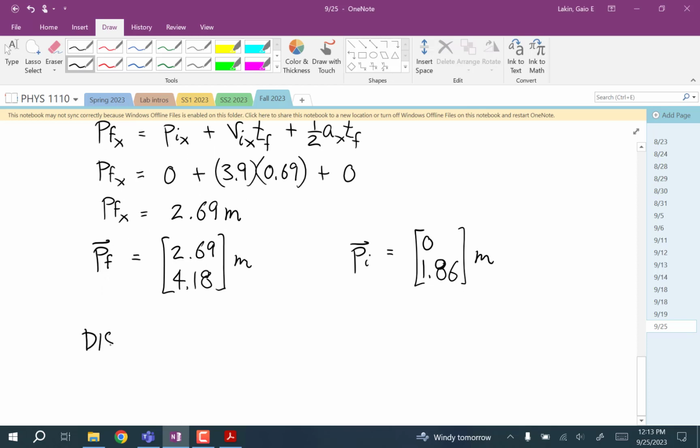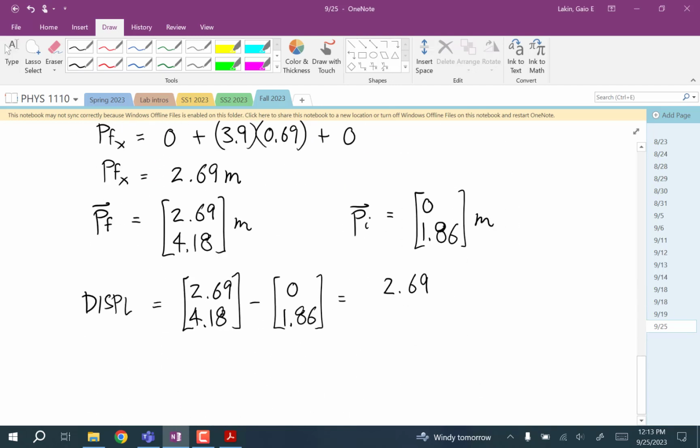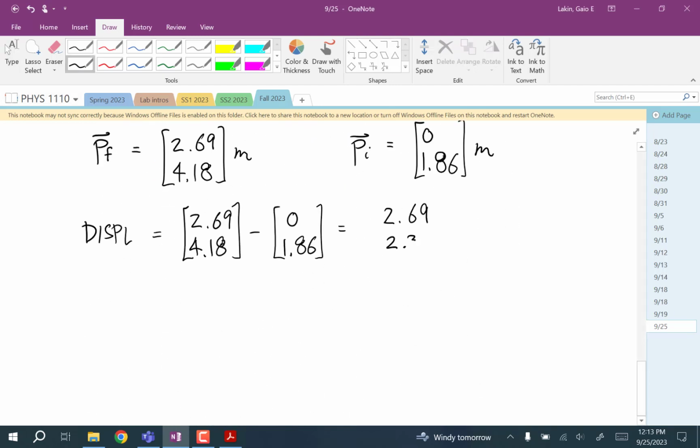And so the displacement vector is 2.69, 4.18 minus 0, 1.86, and that is 2.69, 2.32. Any questions about that? Any other homework questions you'd like me to go over?